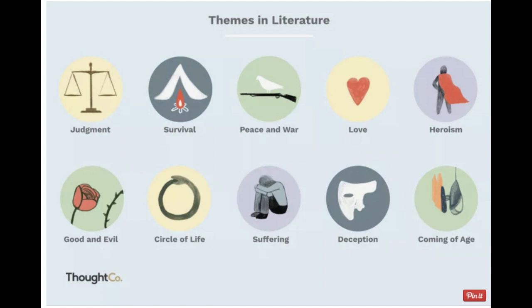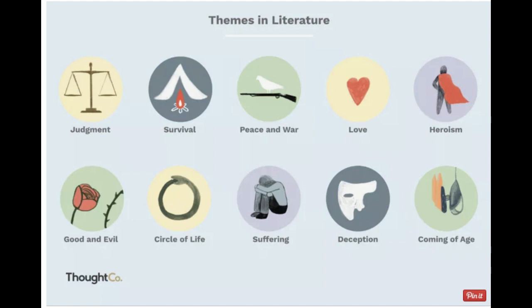Circle of life. That's simply characters growing and then aging and then finally dying at the end, so they have the whole full circle. It usually has this ring composition where you'll be able to relate the end of the story to the beginning of the story.